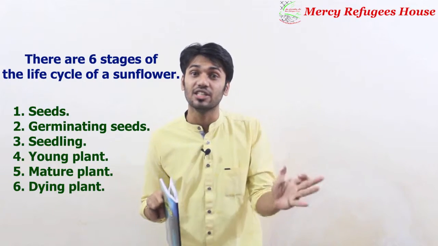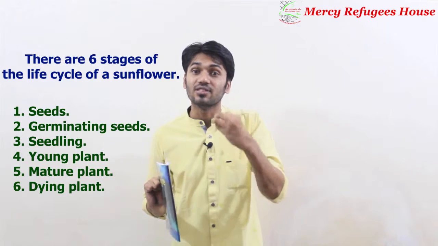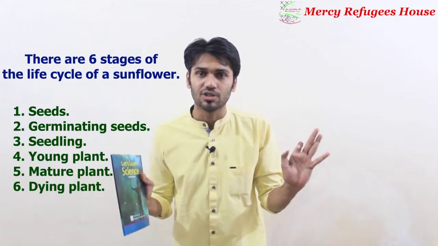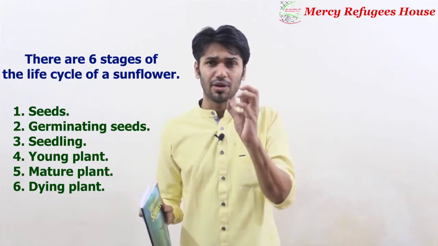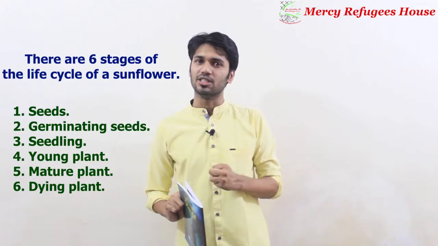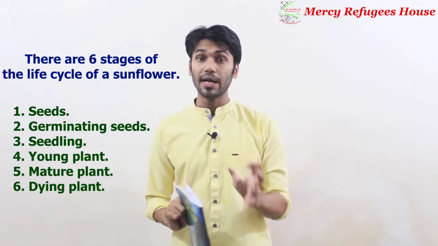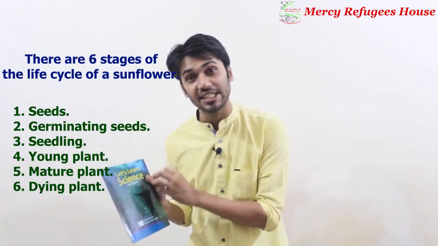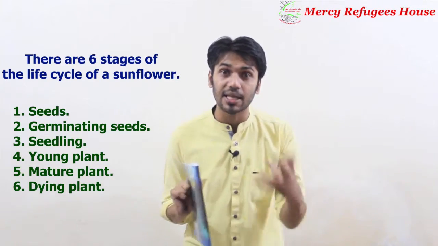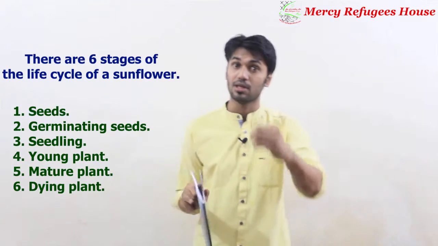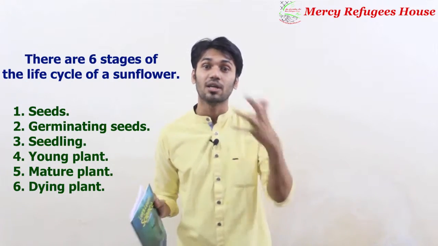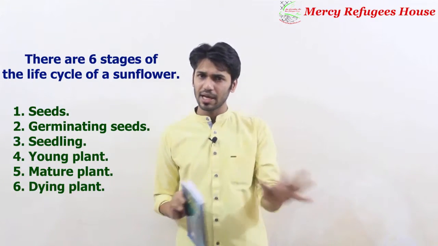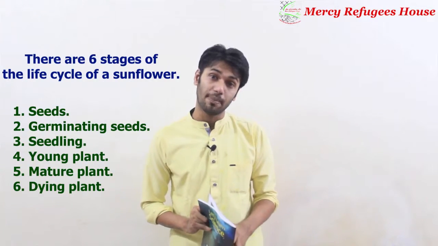How many stages does the life cycle of a sunflower have? It is 6 stages, and the students should know the names of these stages. I know they will not be able to memorize all the things that you will be teaching here, but this is the basic. They should remember the 6 stages of the life of the sunflower tree. Did you get me? I hope you have got me.